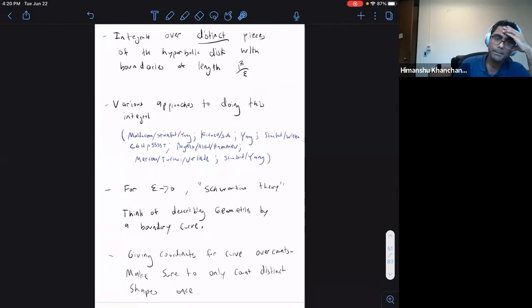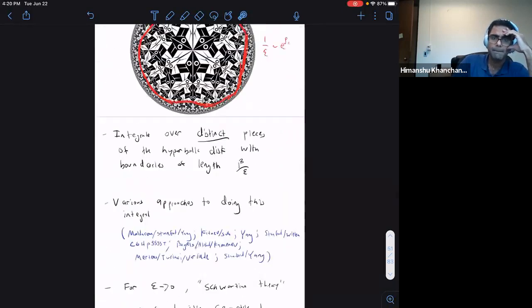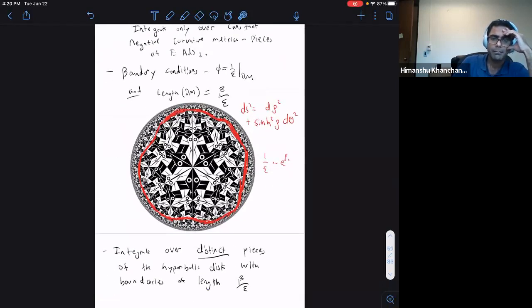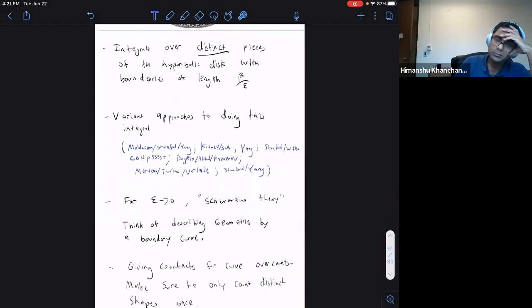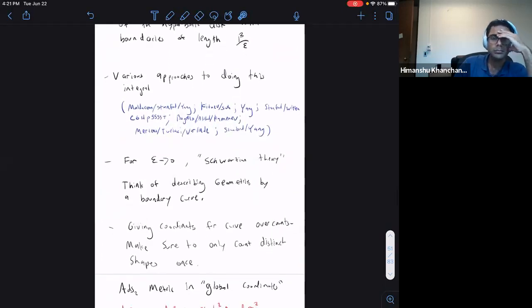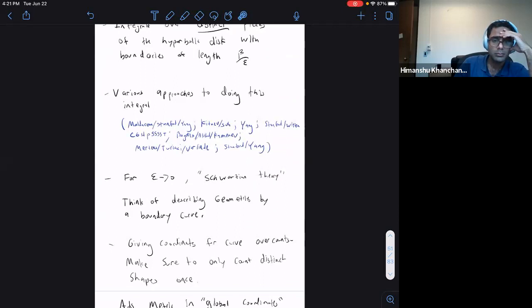So there's a number of approaches to doing this integral. Maybe I'll go back for a second and ask, what is the integral that we're doing? Well, the geometry in the middle is fixed. The only thing that's different for our geometries is the shape of this boundary. So we can think about the path integral over metrics as the path integral over the shape of the boundary. There's a number of approaches to trying to do this integral, and I've listed a number here. And they all give the same answer, of course.